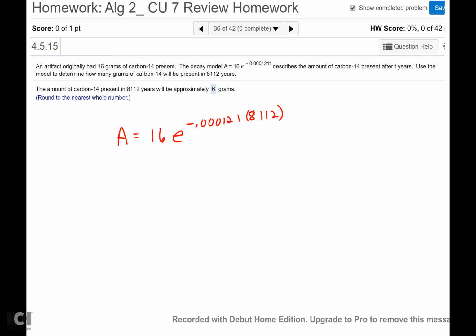Let's type it. 16e caret parentheses negative 0.000121 times 8112, close your parentheses, and you get 5.995665085, and they want the nearest whole number. 9 bumps it up to 6. Okay, so after 8,000 years, there will be 6 grams left. 8,000 years to decay 10 grams of stuff. It's crazy.